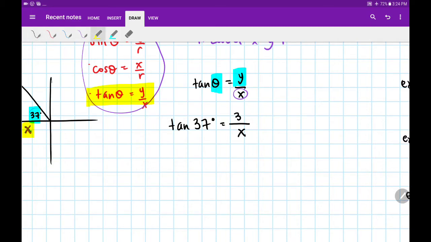To get x out of the denominator, I need to multiply both sides by it. That will get rid of it over here, and I'll have x times tangent of 37 degrees equals 3. In my next step, I still need to get x by itself. Right now, I'm multiplying it by tan 37. So to get it by itself, I'll need to divide both sides by tan of 37.